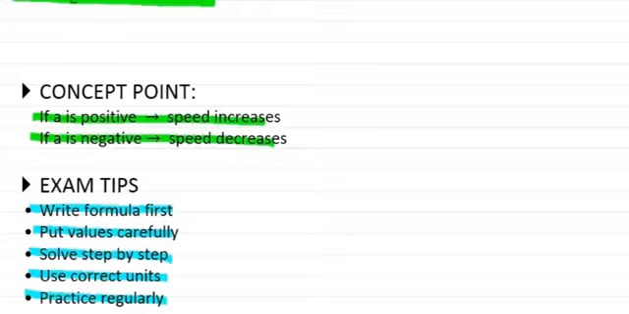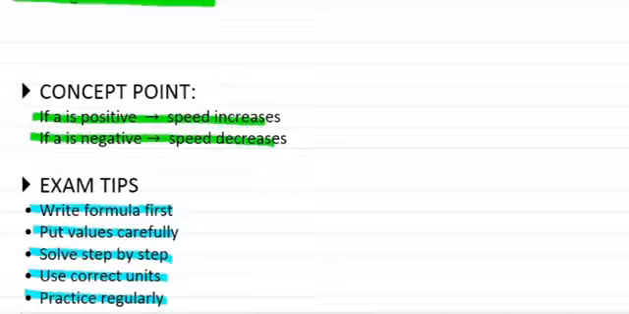Here are some concept points. If a is positive, speed increases. If a is negative, speed decreases. a is the acceleration. So if the acceleration of the body is positive, it means that the speed increases. And if the acceleration of the body is negative, it means speed decreases.